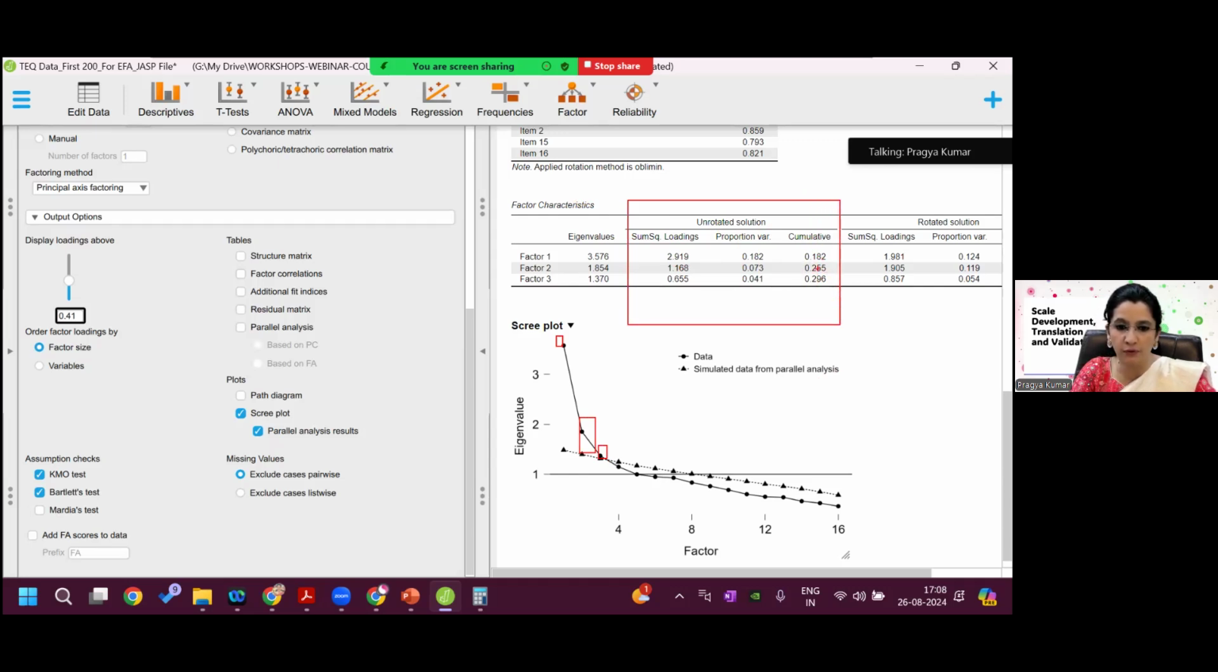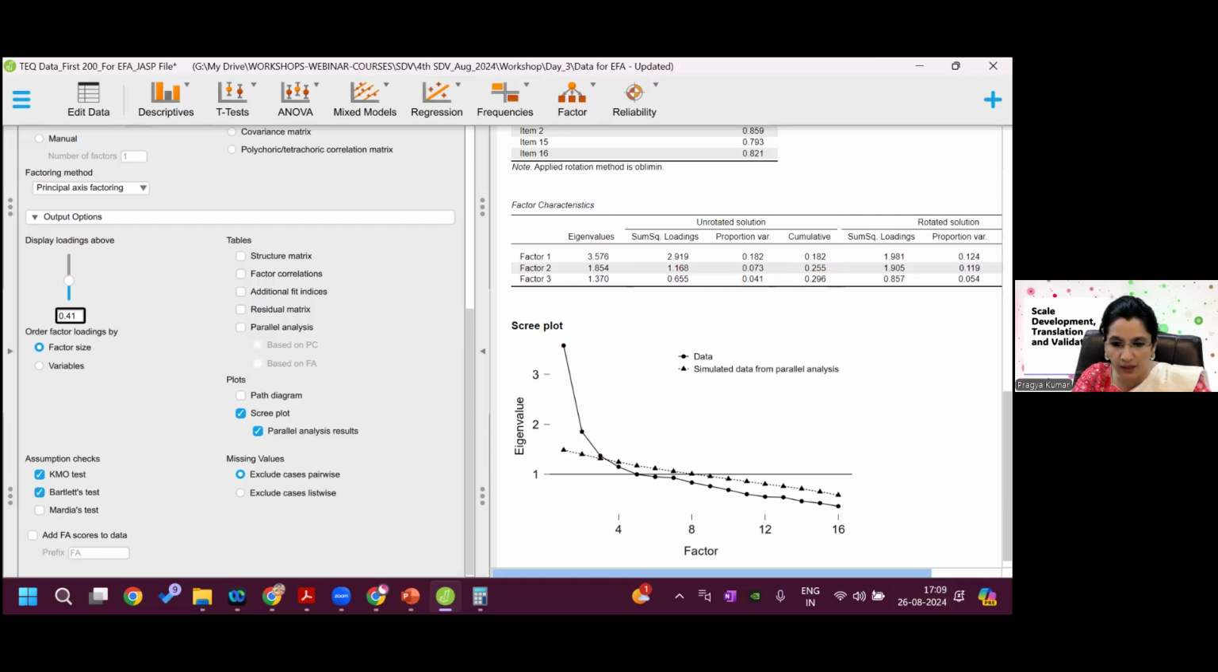In the unrotated solution, if you come to cumulative variance, it is only explaining 4.1% of variance. Sorry, this one, that is the proportional. If you make it total, it is 29% of the variance. These items can be explained by factor 1, 2, and 3.